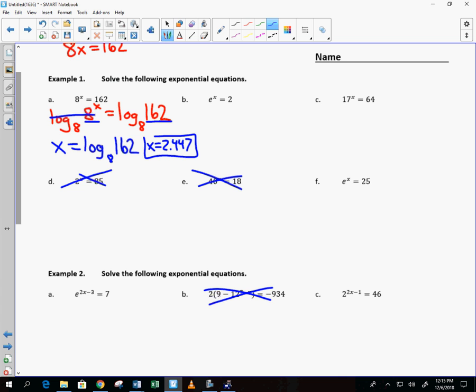That is the primary example that we want to be able to solve today. Any questions on the first one?